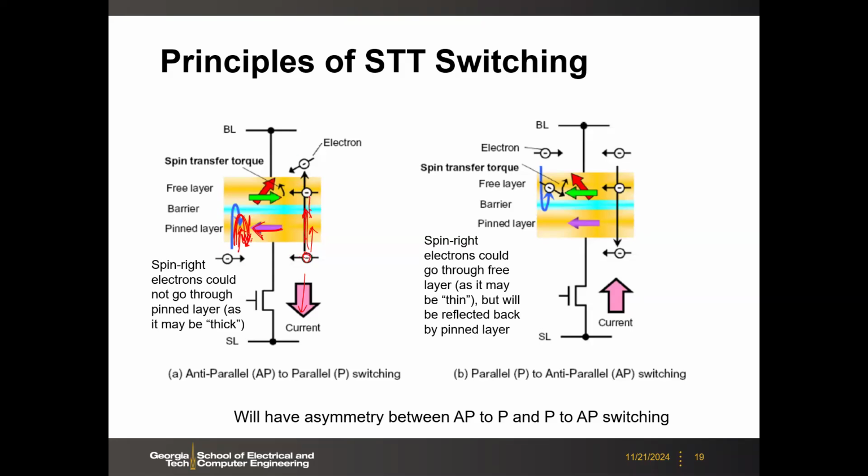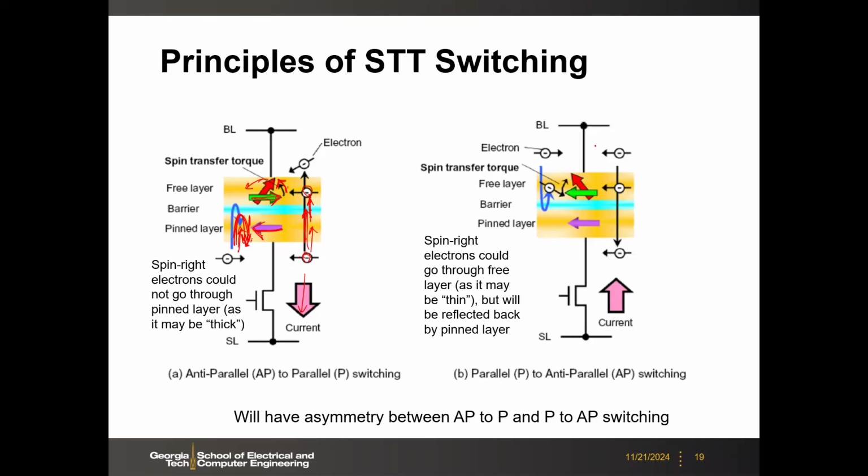And then these electrons will go through to the other layer. So these electrons pointing to the left will insert the torque to this layer's magnetization. That's why it will rotate, and then finally, this one will flip to the left, because only the electrons with left spin can go through in this case.